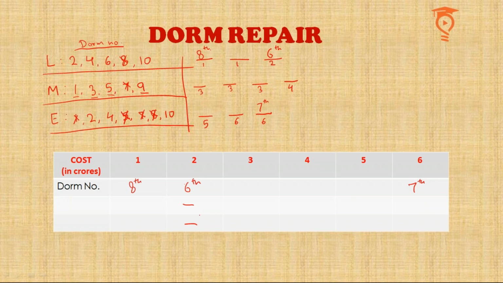Anybody who gets confused, you have to understand that it was written in the second point that all the DOMs from DOM number 4 to DOM number 9 need different repair costs. So the 8th DOM had already got a 1 crore repair, so the 6th would not get it. I already told you that a lot of Sudoku skills are going to be tested in this. So 6 is already done. We are left with 2, 4, and 10.